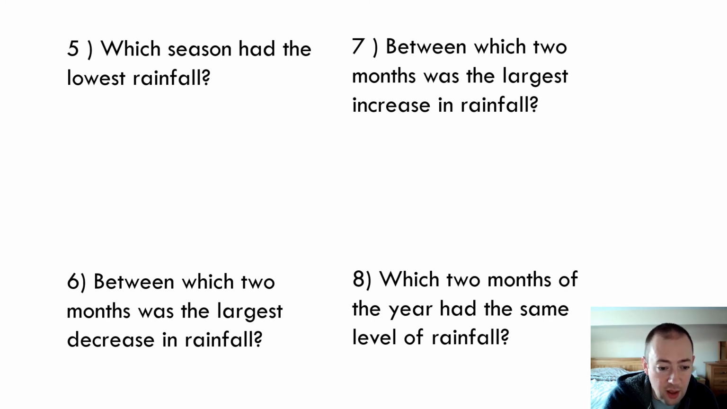Question 6, between which 2 months was the largest decrease in rainfall? Question 7, between which 2 months was the largest increase in rainfall? So you know what I mean by decrease? Decrease is going down, increase is going up, remember. And question 8, and last one, which 2 months of the year had the same level of rainfall?